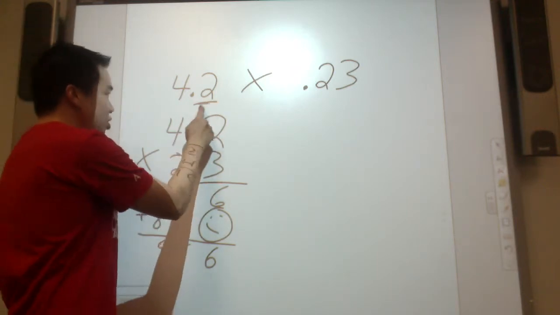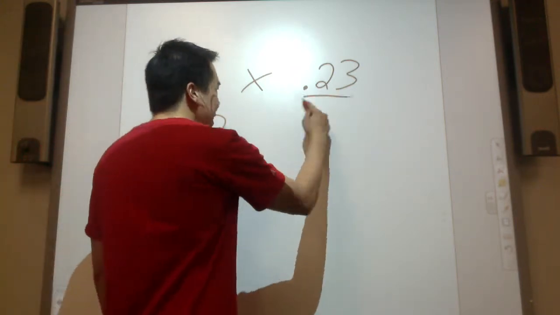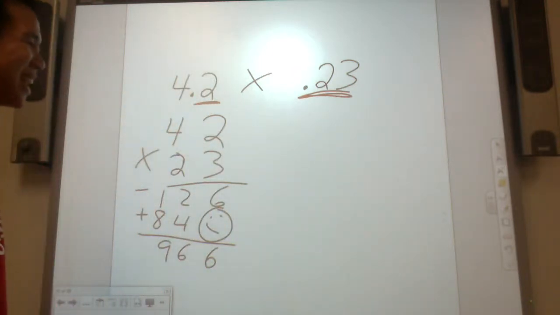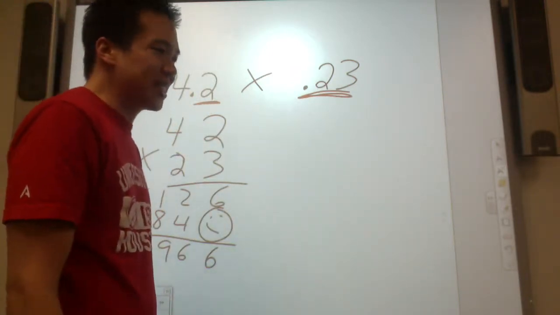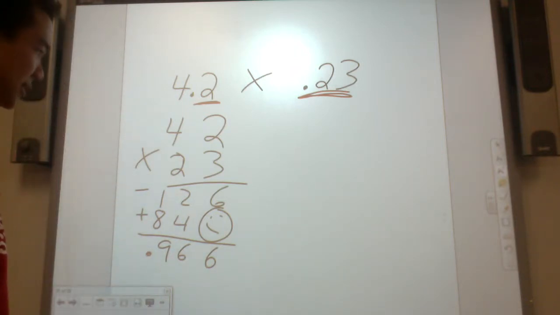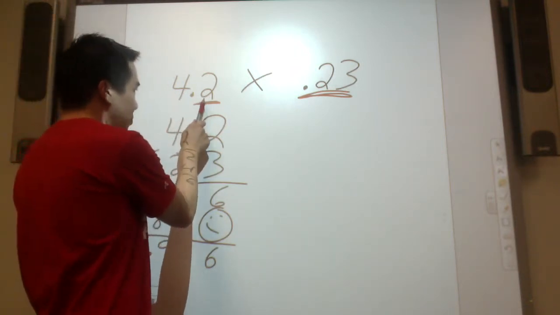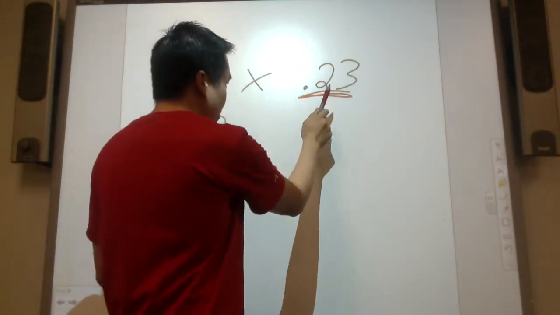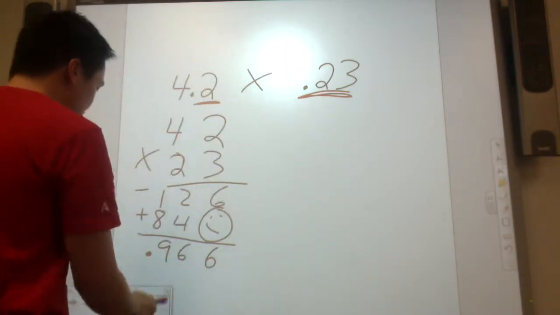What place value is this 2 in? Tenths place. What place value is that? Hundredths place. Tenths times hundredths is thousandths place. So it's 966 thousandths. Or, how many digits are behind here? 1 digit. How many digits are behind here? 2 digits. 3 digits behind.